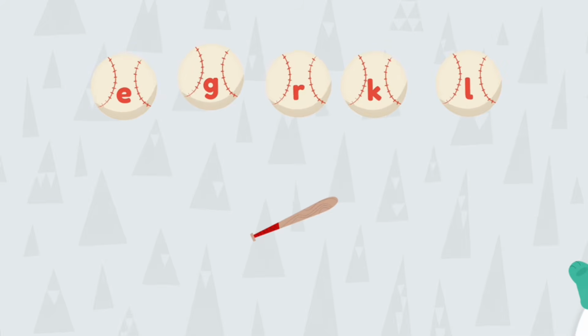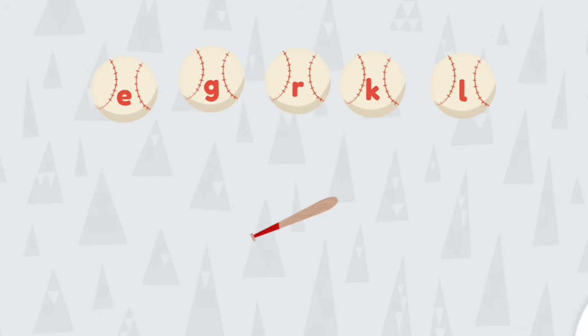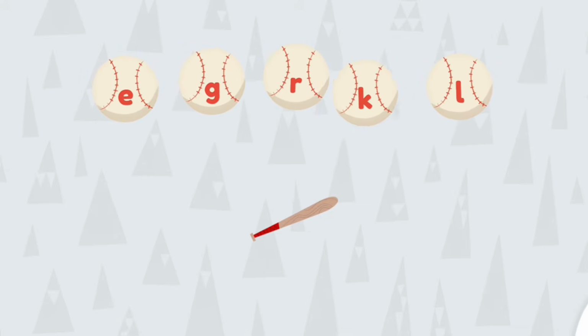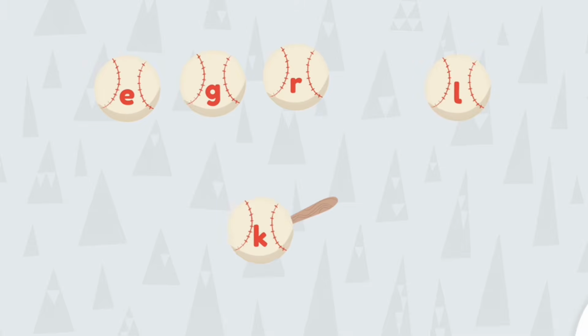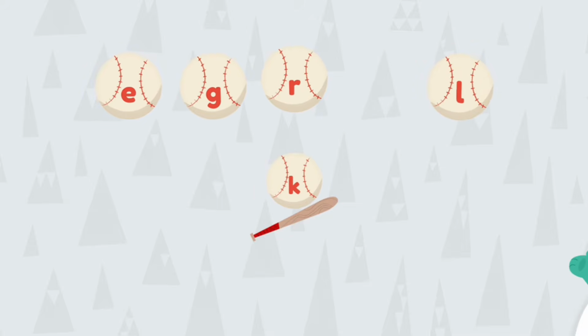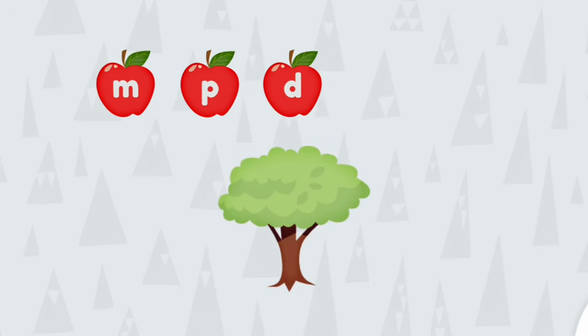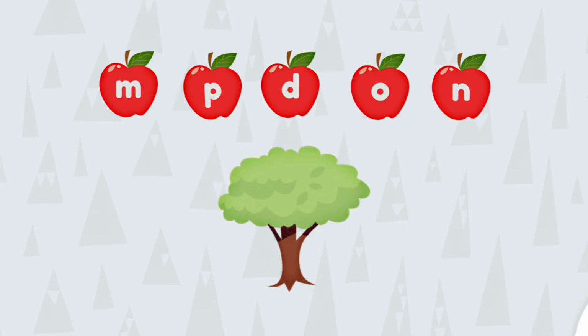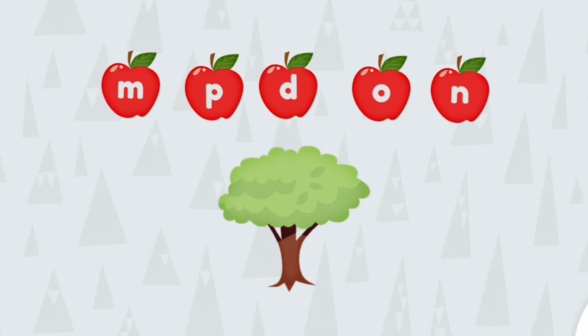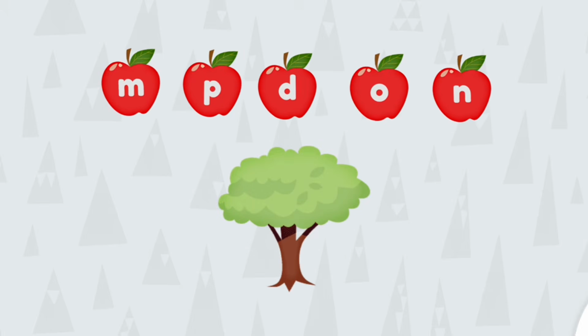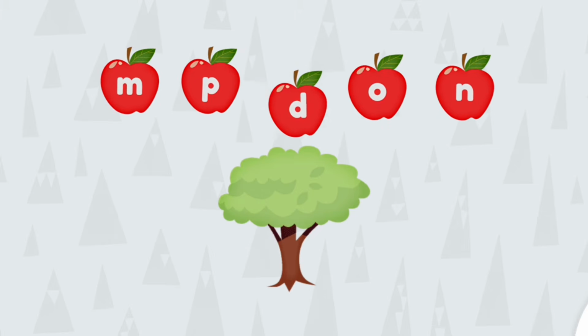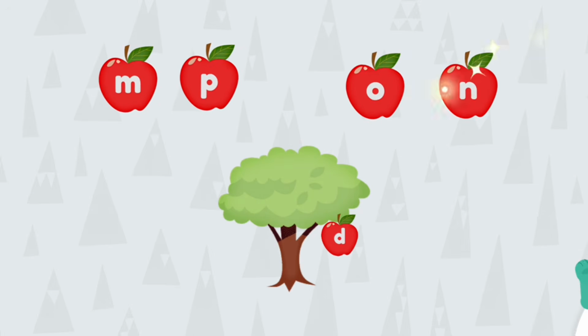Put the ball with the letter K with the bat. Good work! Put the apple with the letter D on the tree. D. Great!